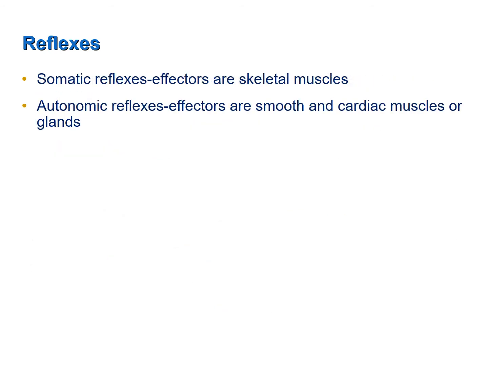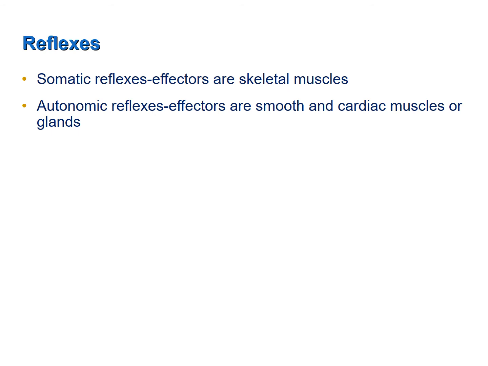There are somatic reflexes and autonomic reflexes. Somatic reflexes are reflexes where the effectors are skeletal muscles, such as the gag reflex and the patellar knee-jerk reflexes. With practice, you can learn to suppress or control somatic reflexes because the effectors are under voluntary control. Sword swallowers have learned how to suppress the gag reflex.